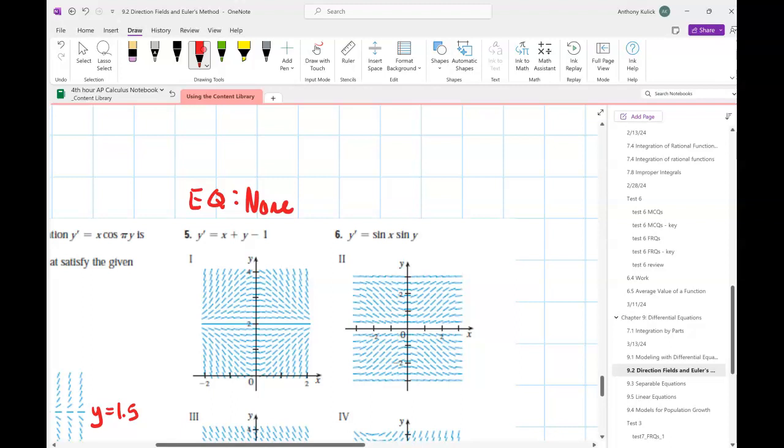How about this one? Sine x times sine y. Sine of 0 is 0. What else? 1 for x. Pi, 2 pi, and then really like plus or minus, right? Because you could be going either direction. And because it's also sine y, it's going to be the same there, right?